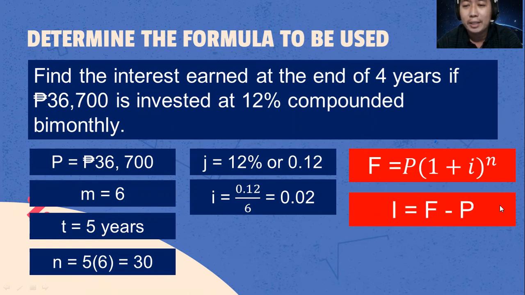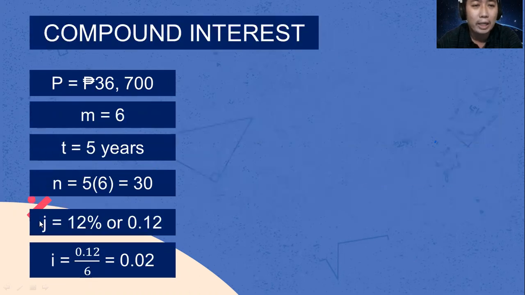Then the value for the interest is equal to final value or maturity value minus the principal amount. Let's now solve since we have the given. So here are the given. Principal amount 36,700. M is 6, T is 5 years, and we are going to use N, that is by multiplying the time and the number of conversion per year. That is 5 times 6, it's 30. J is 12% or 0.12, then I is 0.12 over 6.